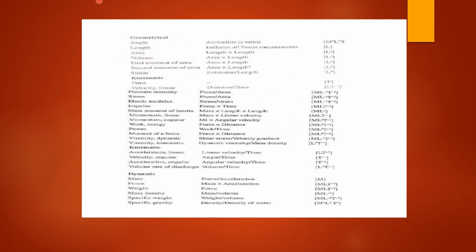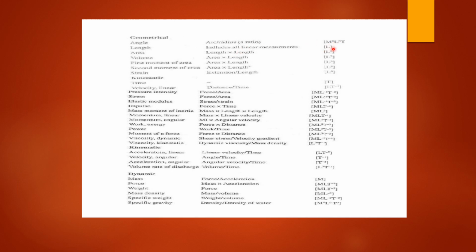These are some of the dimensions used when solving equations in fluid mechanics. You have geometrical, that is angle, length, area, volume, first moment of area, second moment of area, strain. So angle, you can calculate it in the form of arc over radius, or a ratio.